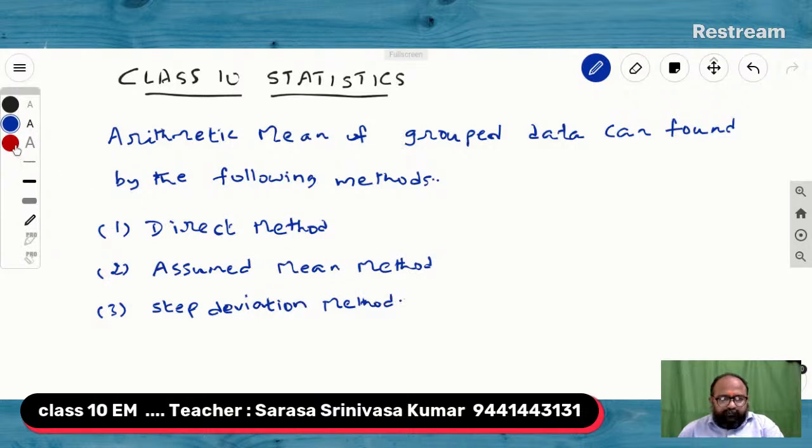In the earlier classes, we completed direct method and assumed mean method. Now, you will learn step deviation method in this class. We discuss step deviation method in this class. Let us solve the problems using step deviation method.